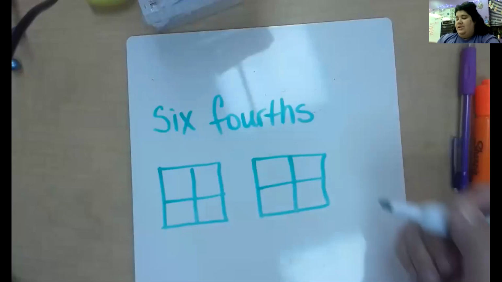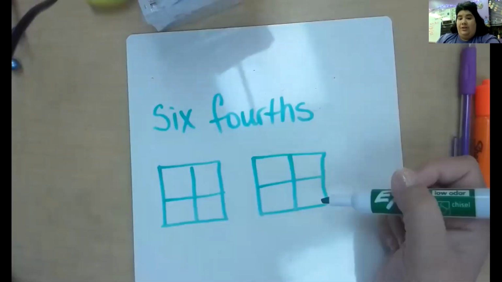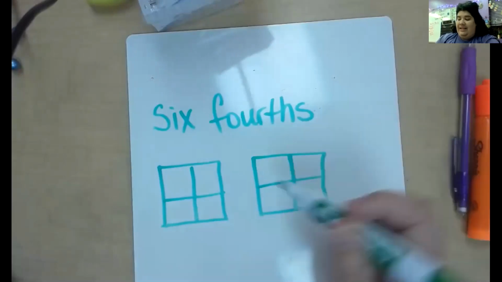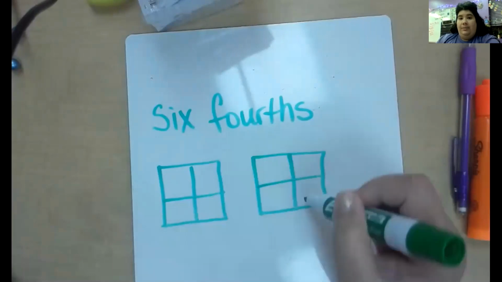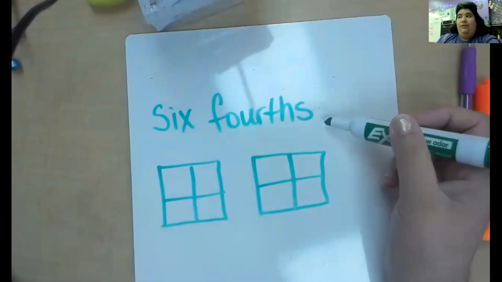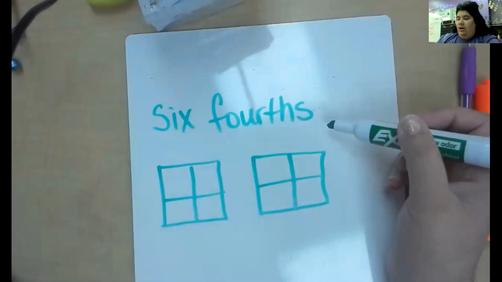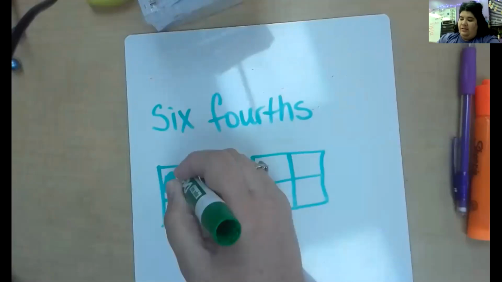I look at the two shapes that are here, and I know that they're broken into fourths. And I can see that because they are broken up each into four pieces. So my instructions say to show 6/4. So what I'm going to do is color in six of these parts.